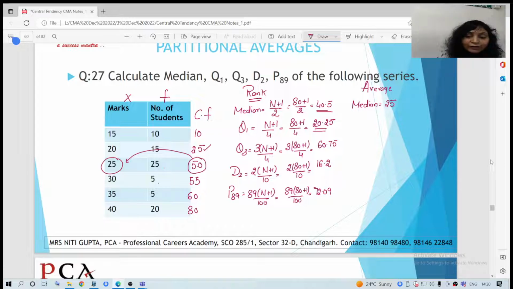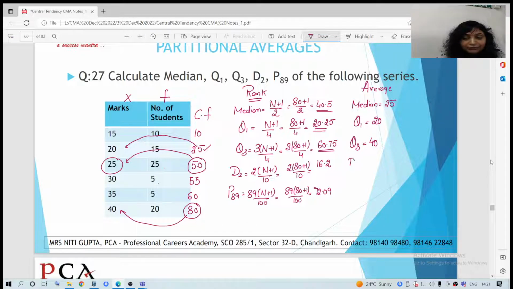So the rank of Q1, 20.25, lies in 25. So the corresponding item, that means 20. So Q1 is equal to 20. Now let's move to Q3. The rank of Q3 is 60.75. That lies in 50? No. 55? No. 60? No. 80. Because 60 is less than 60.75 and 80 is greater than. So that means it lies in 80. So the item in front of that is 40. That means Q3 is equal to 40.